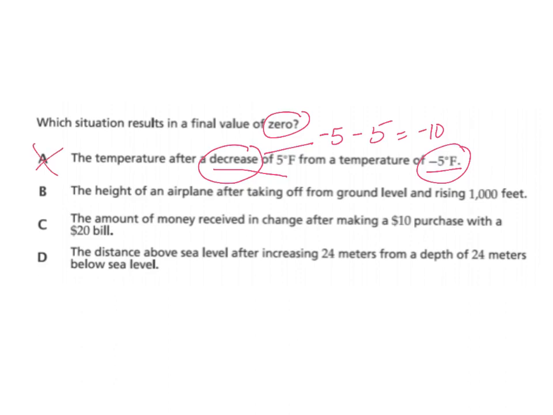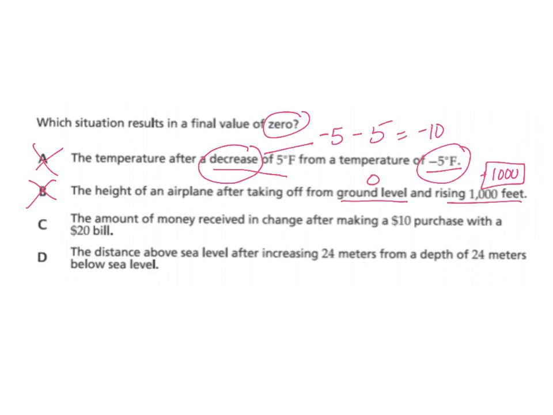B says the height of an airplane after taking off from ground level and rising 1,000 feet. So ground level would be considered 0. Rising 1,000 feet would be considered positive 1,000. But 0 plus 1,000 is 1,000. So it can't be B either.